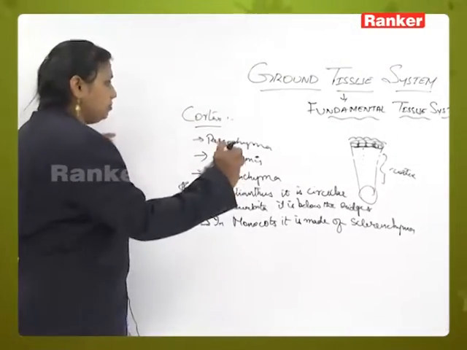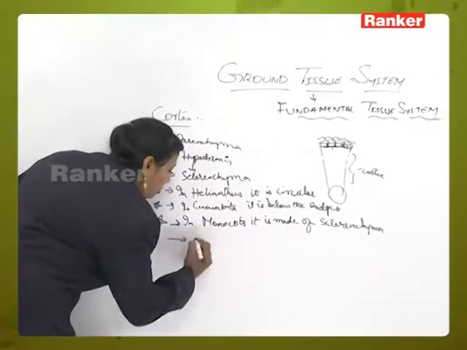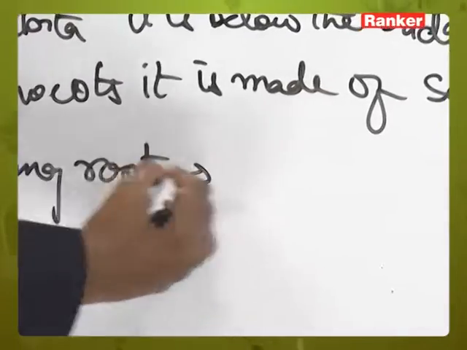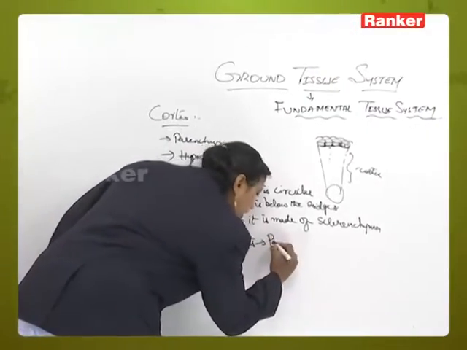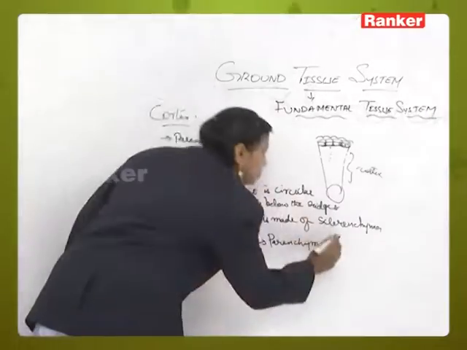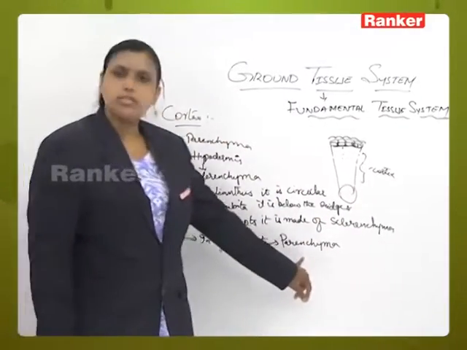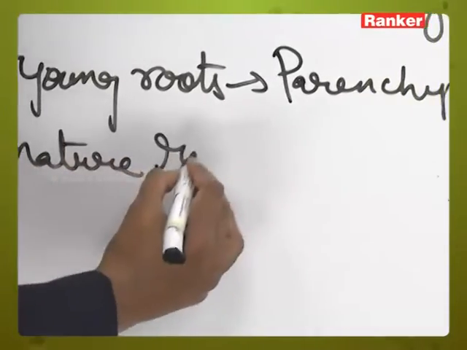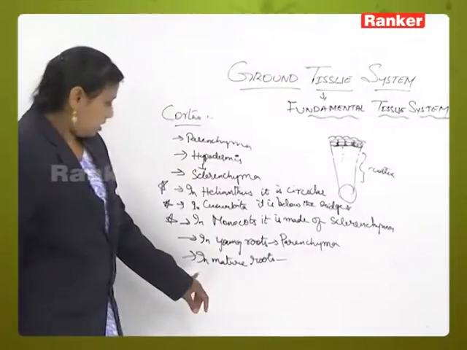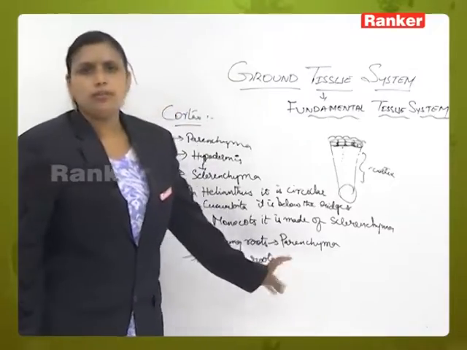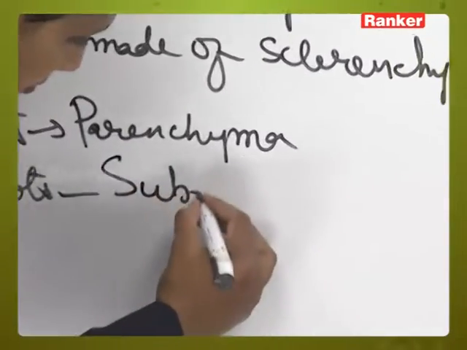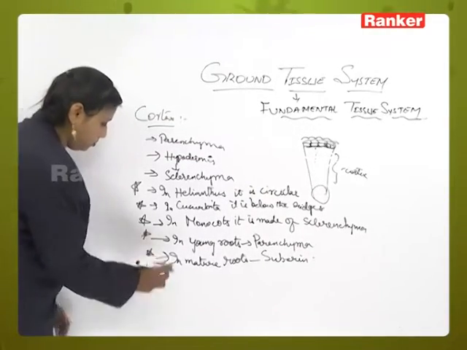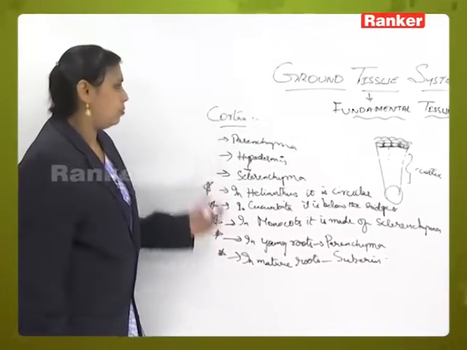Okay, in the young roots the hypodermis is made up of parenchyma. Now in young roots the hypodermis is made up of parenchyma. In mature roots the hypodermis is ruptured due to the deposition of suberin in them. This is important. These all will come under your objective points.